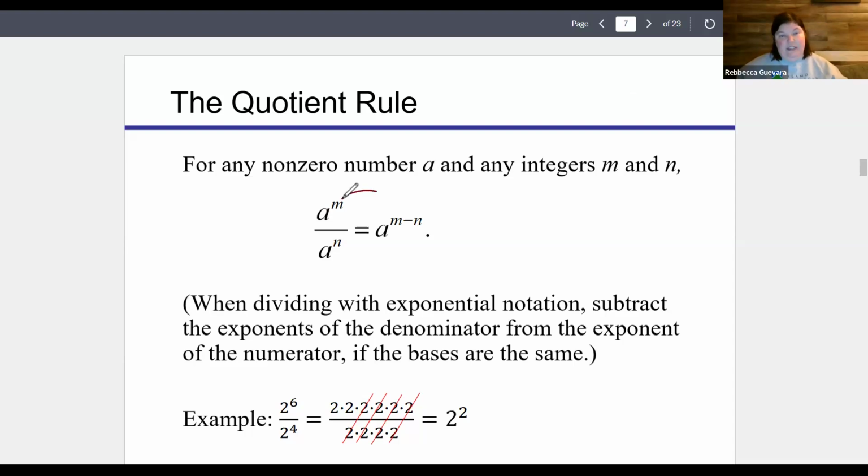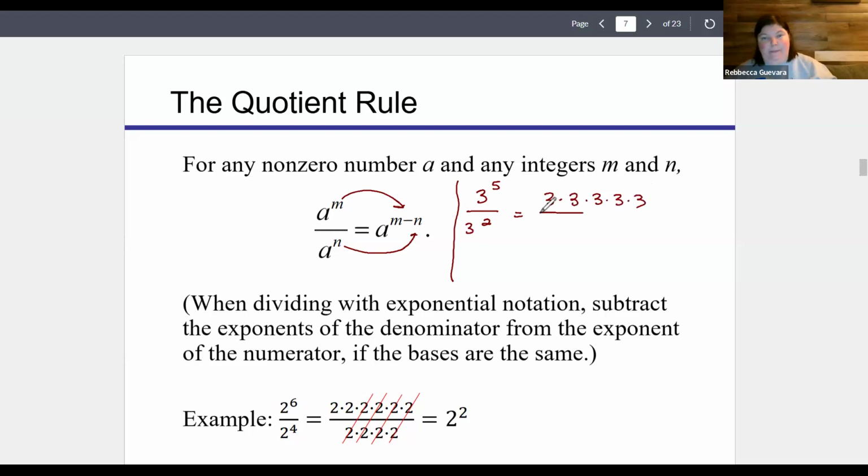And just notice that the m, which is on top, goes first. We're subtracting the one from the bottom from it. So as an example, I know we have one down here, but if I had, say, 3 to the 5th divided by 3 squared, that's just 3 times 3 times 3 times 3 times 3, and then this is just 3 times 3.